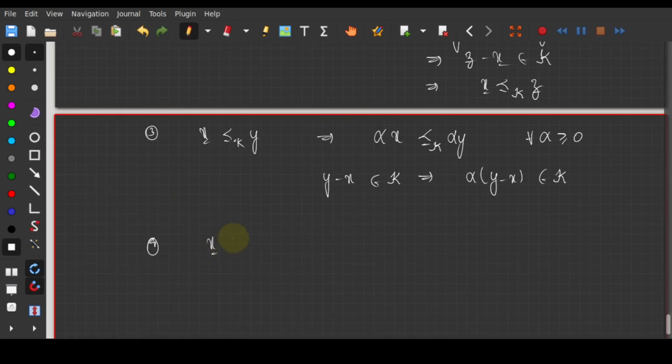Well, can you say that X is less than or equal to X? Is it reflexive? Yes. Why is that? 0 belongs. Exactly. It's a pointed cone and 0 belongs to the cone.